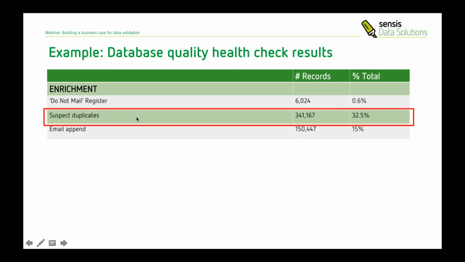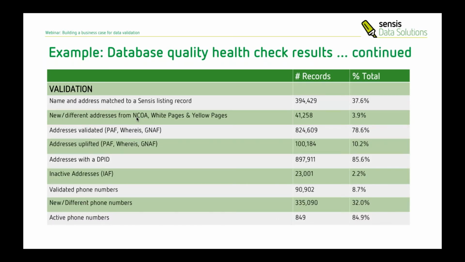One of them is suspect duplicates. What that means is that the customer may have 1 million records. However, one record may have been entered as a new record again. So in this particular instance, we can actually see that out of the 1 million records, 32.5% of their data is actually a duplicate.